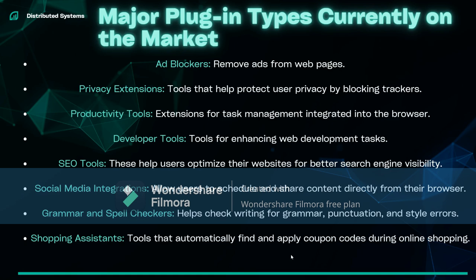Grammar and spell check helps for writing any type of content, with punctuation and styling errors. This also helps with communication and how you can convey messages. And then we have shopping assistants. These are tools that find and apply coupon codes during online shopping. This enhances user experience a lot, and it also helps the user save a lot of money.